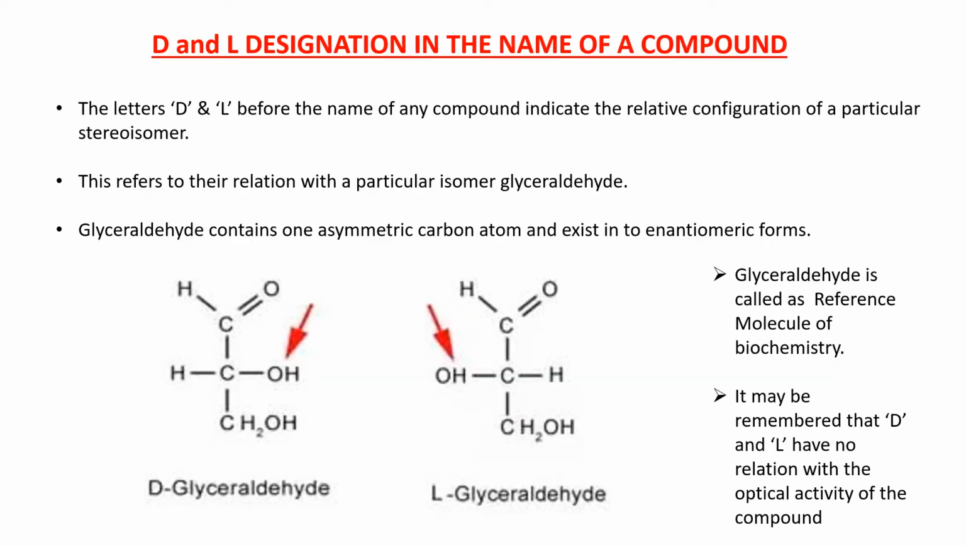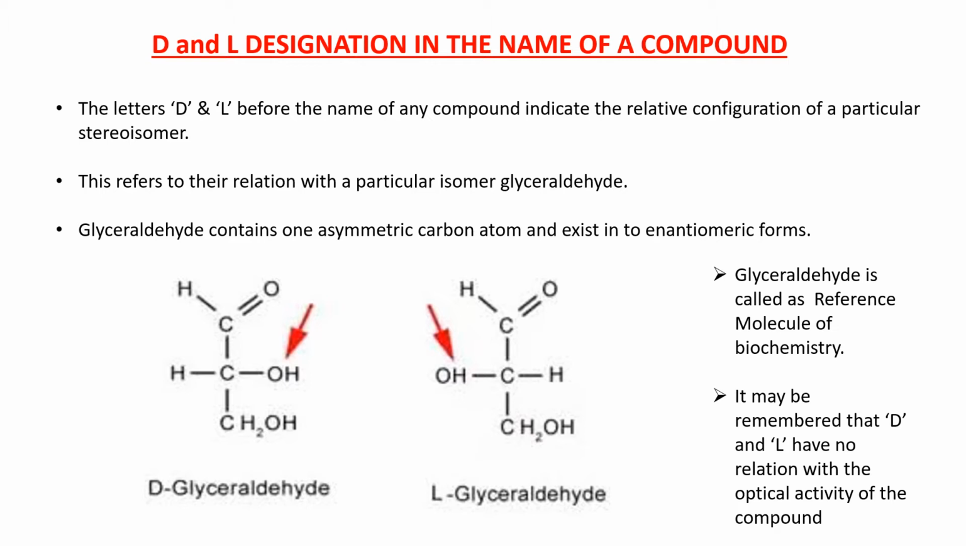D and L designation in the name of a compound. You may have observed that there are so many compounds that differ in their spatial arrangement, and those compounds are known as stereoisomers, which we have discussed in our previous video also. These stereoisomers may have letters D and L before their name. Now, what does that mean? The letters D and L basically represent the configuration of that stereoisomer.